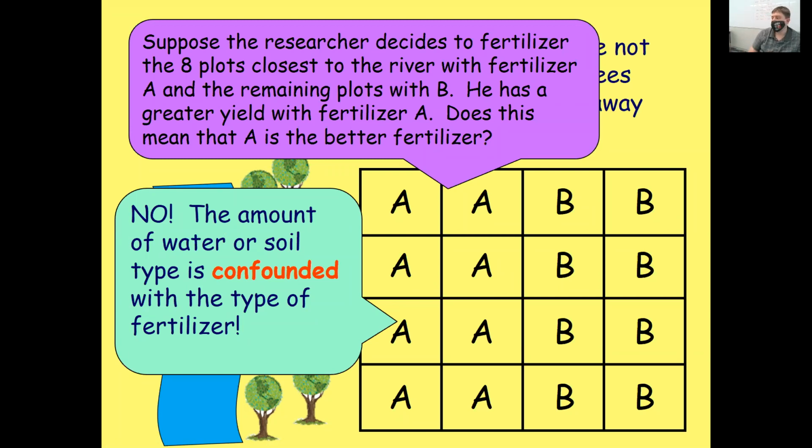So first off, we're going to talk about randomizing. All right, we're going to come back to that in just a second. So just keep that in mind as we go through these examples here.